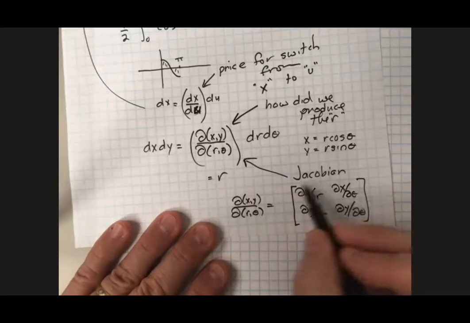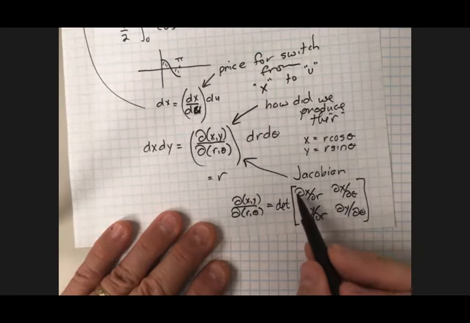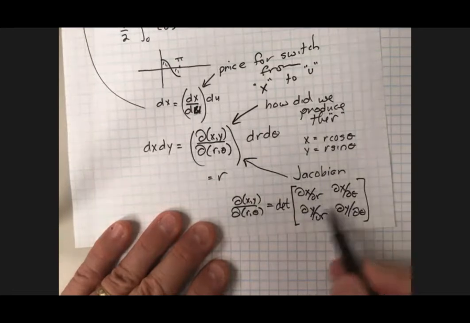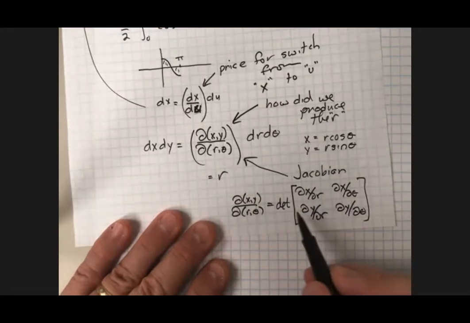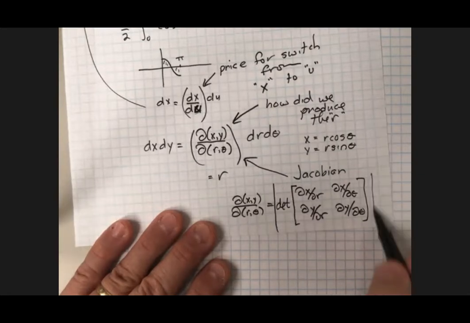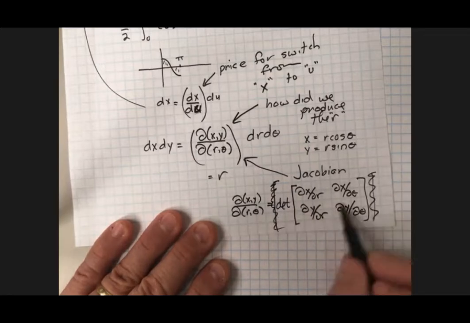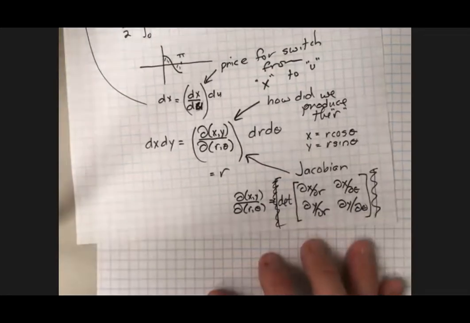And then with this matrix right here, you take the determinant of this matrix, which is the product of the main diagonal minus the product of the off diagonal in this case. This is called the Jacobian. Take the absolute value of that. Well, we're not going to take the absolute value yet. This determinant is called the Jacobian.